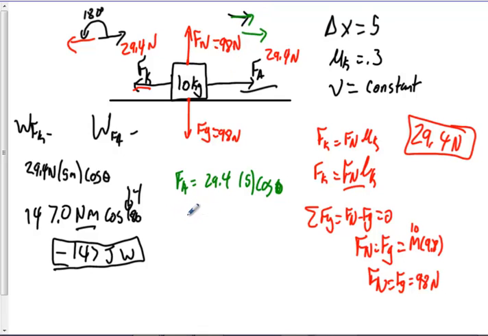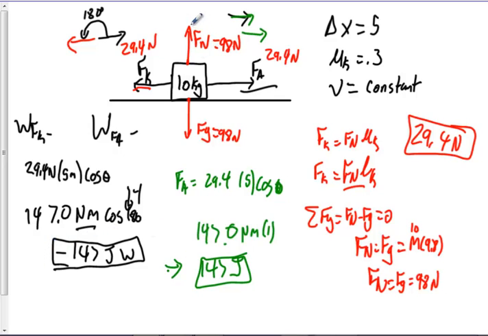So this is 29.4 times 5, which is 147.0 Newton meters, times 1, which gets us 147 joules of work. So these two things exactly undo each other. We did 147 positive joules of work against friction, which did 147 joules of negative work.